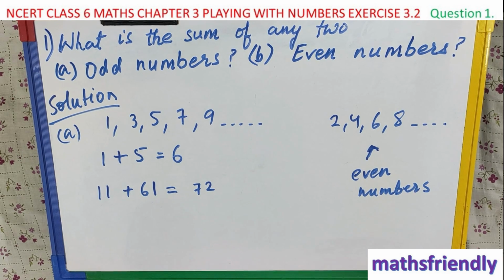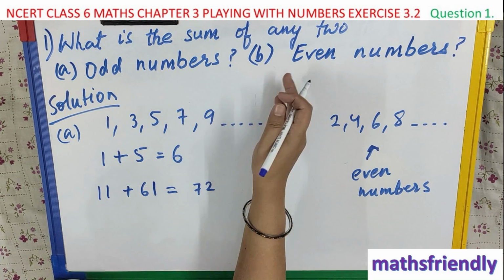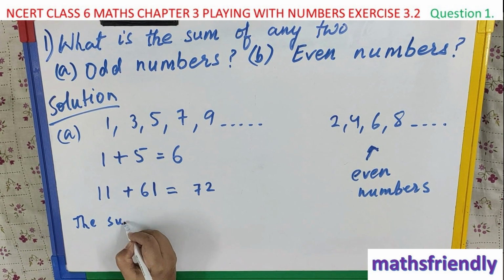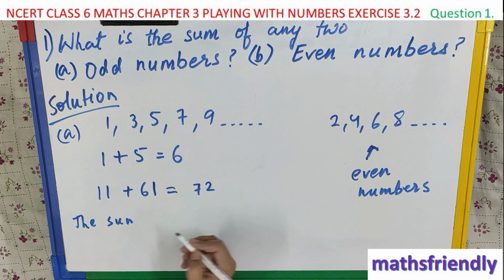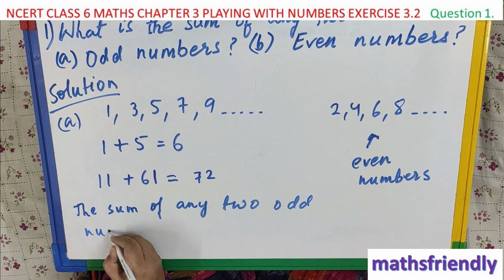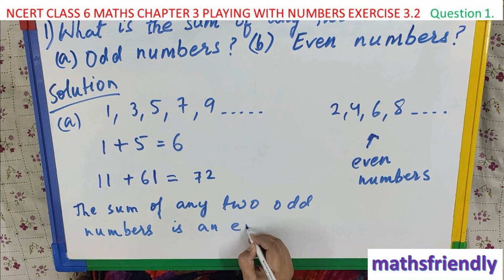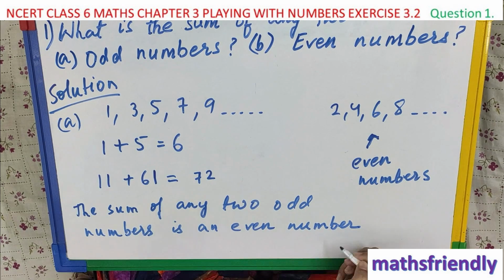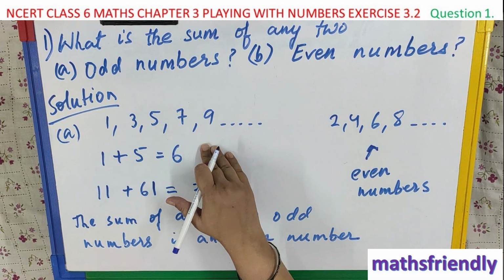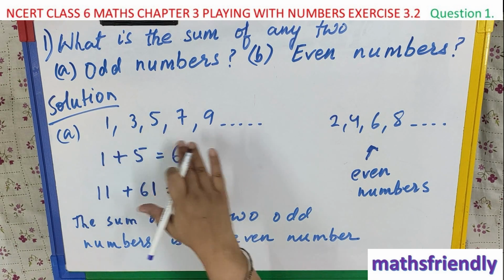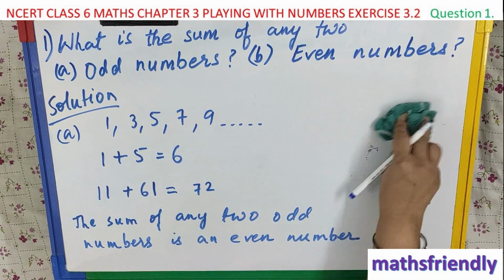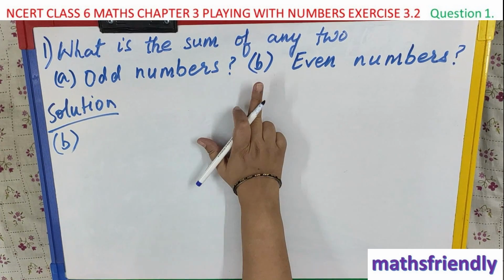So what can we conclude? We can conclude that the sum of any two odd numbers is an even number. For doing this question, we first have to know what odd numbers and even numbers are. So this is the solution of part A. Now let us do part B.